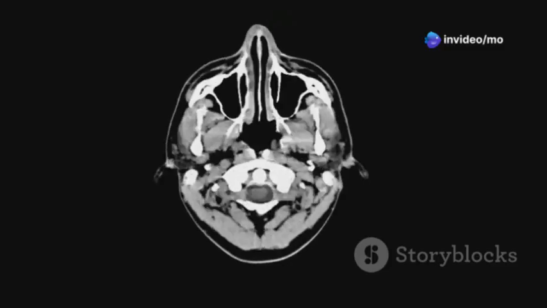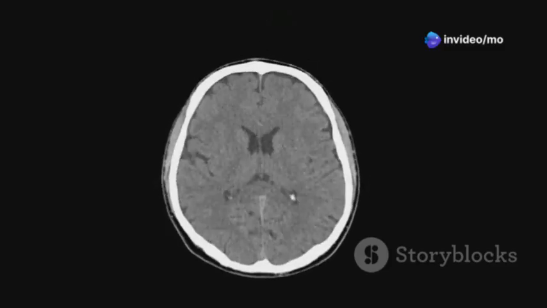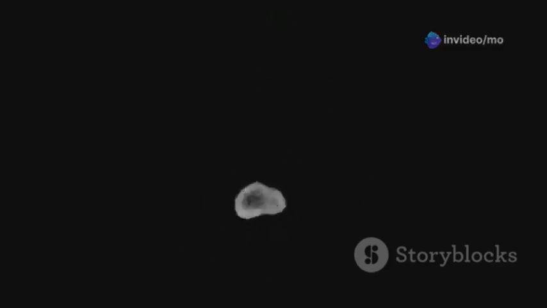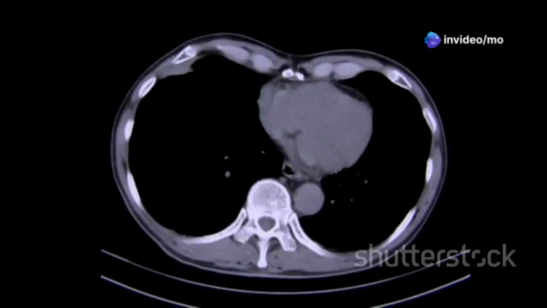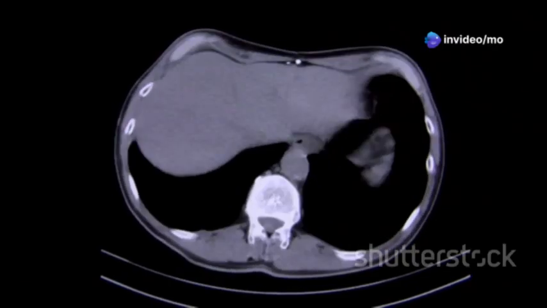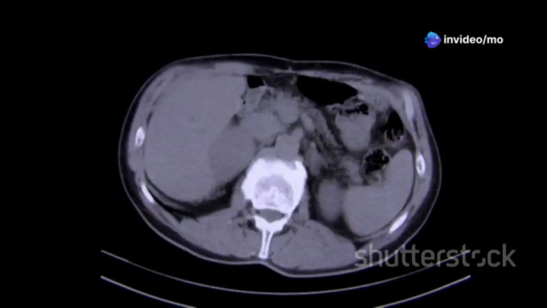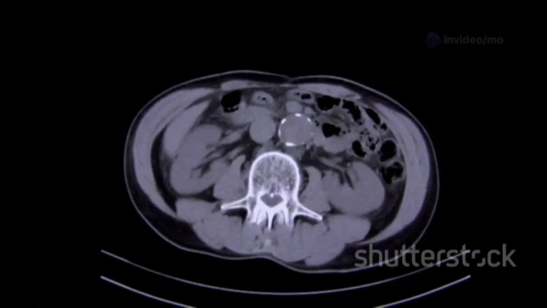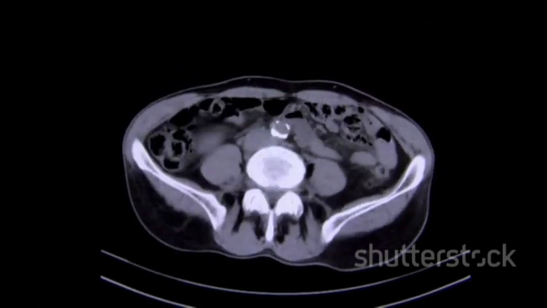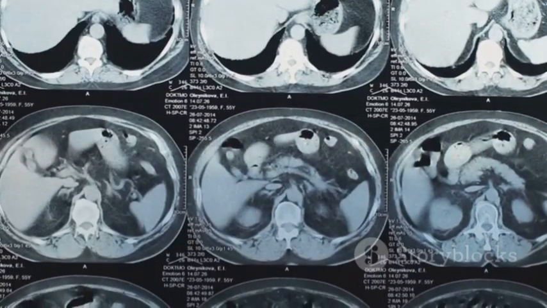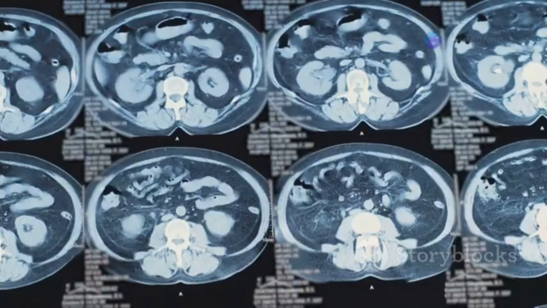On this scale, air is assigned a value of -1000 HU, while bone is assigned a value of +1000 HU. Water, which is used as a reference point, has a value of 0 HU. Tissues and structures in the body fall somewhere between these extremes, with their Hounsfield unit values reflecting their density and ability to absorb X-rays. For instance, fat typically has a lower HU value than muscle, while organs like the liver and kidneys have intermediate values.